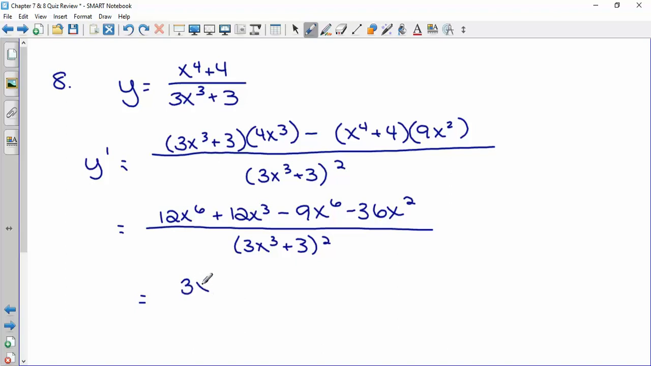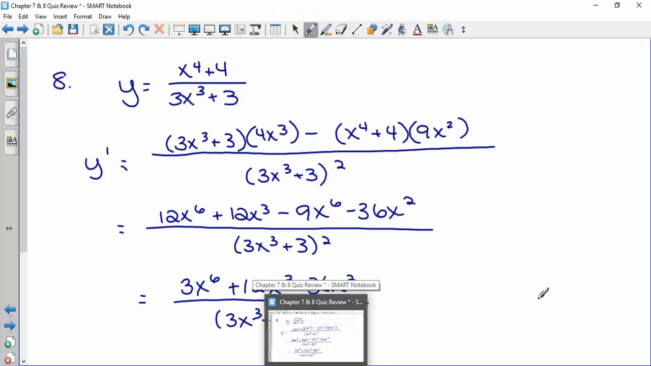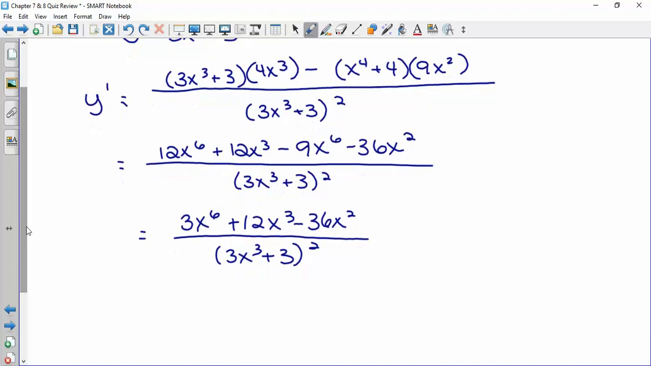So 12x to the 6, then 9x to the 6 would be 3x to the 6. 12x cubed minus 36x squared over 3x cubed plus 3 squared. Does anybody notice something you could do to simplify this one? Now, you do have to be a little bit careful. And so if I take a 3 out, when I pull it out of the bottom, if I take a 3 out of this parenthesis, it's really 3 squared.